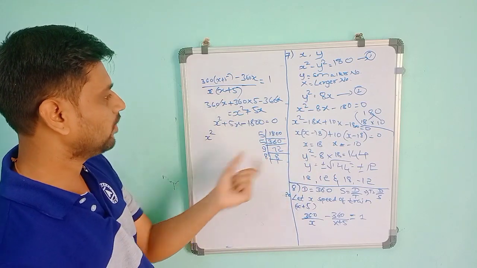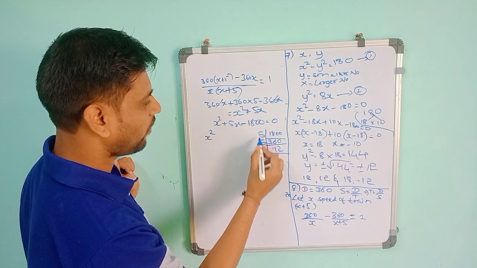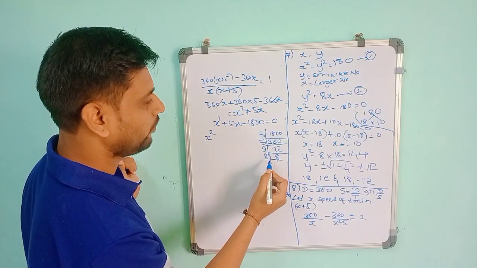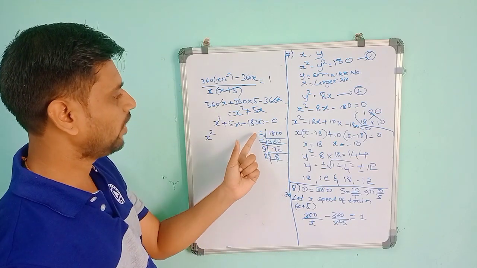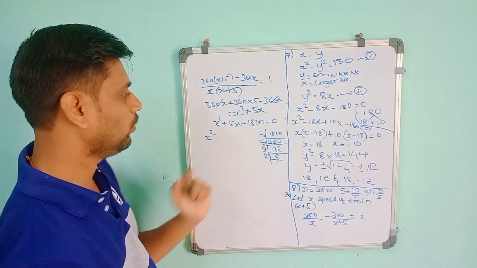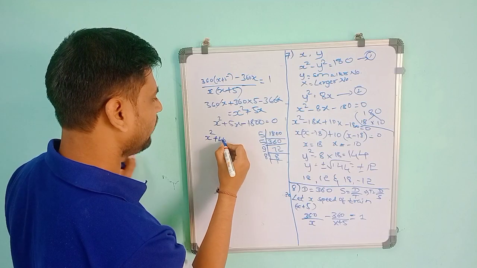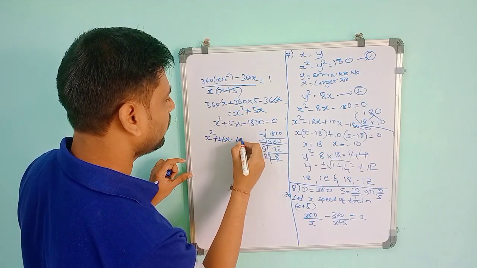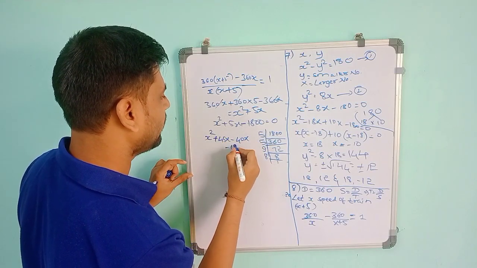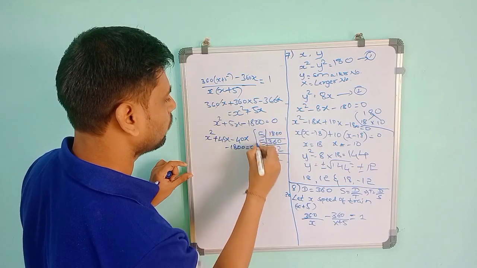So here we have to make this difference as 5. So 5 into 5 is 25, but 9 into 8 is 72, not coming. If you take this, 9 into 5 is 45, 5 into 8 is 40. So 45 and 40 difference is 5. So plus 45x minus 40x minus 1800 is equal to 0.